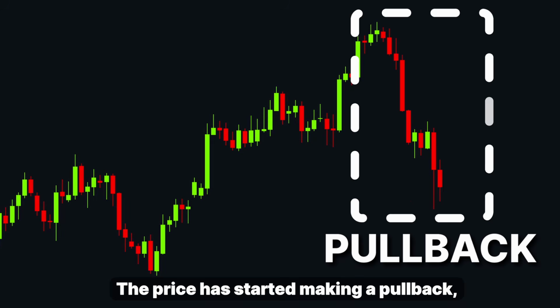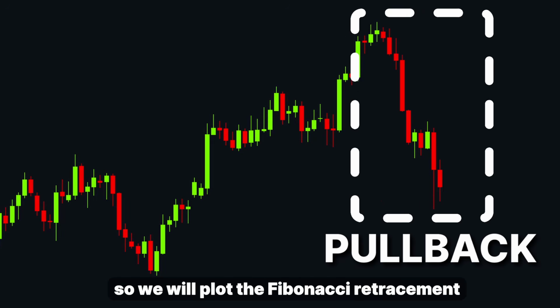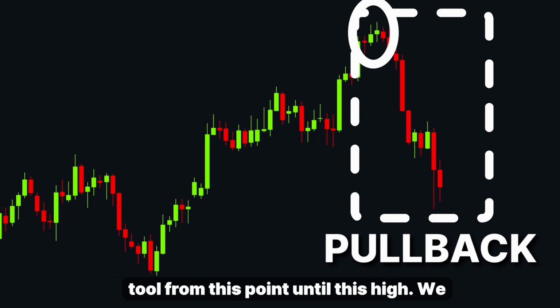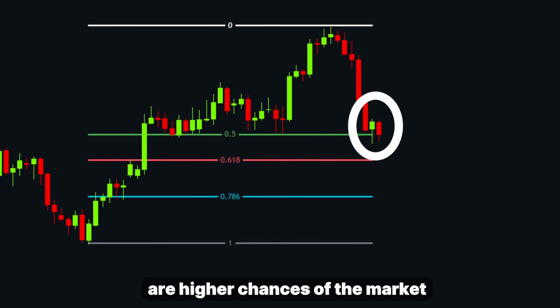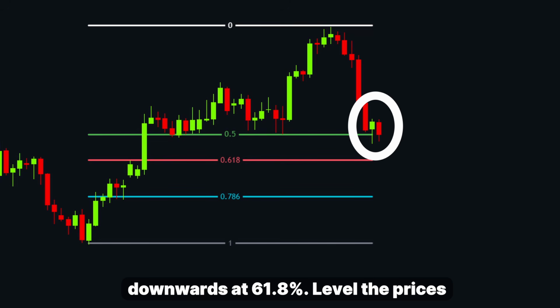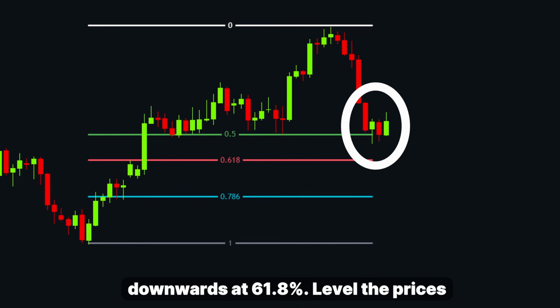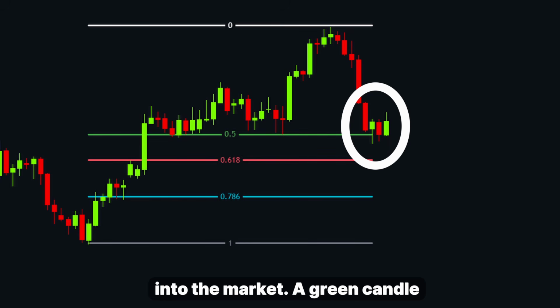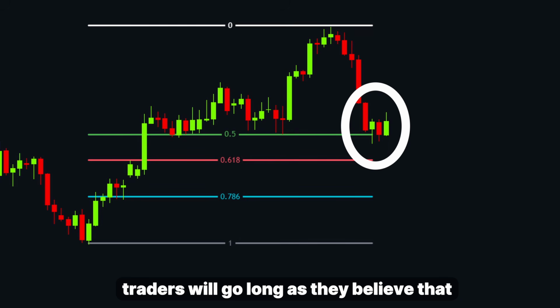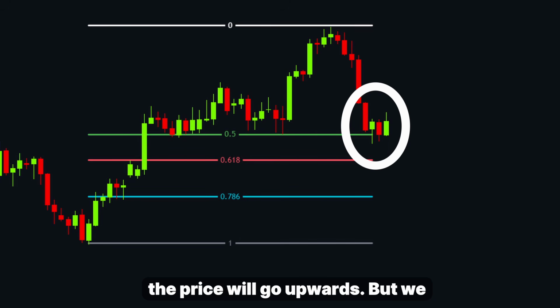The price has started making a pullback, so we will plot the Fibonacci retracement tool from this point until this high. We will only take these 3 levels as there are higher chances of the market respecting them. The price has reached the 50% level, but it is still making red candles, indicating that it will still go downwards. At the 61.8% level, the price is making doji candles, indicating indecision in the market. A green candle appears, which is why dozens of traders will go long, as they believe that the price will go upwards.